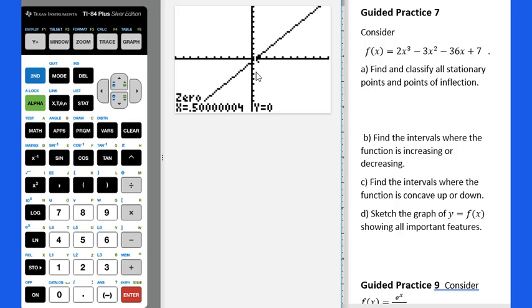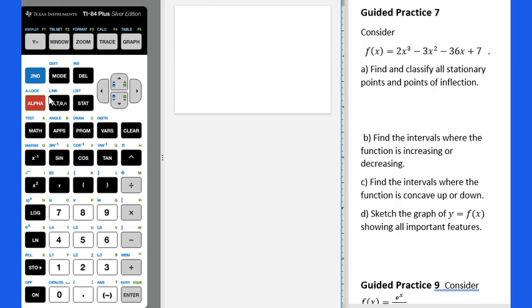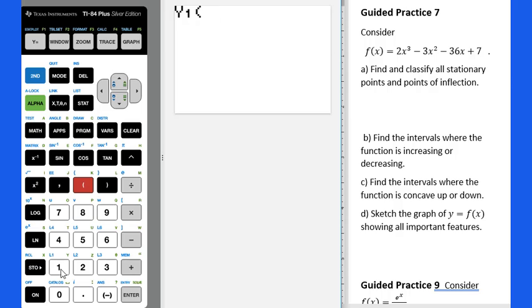But we need to get the coordinates. So we do quit. I need y1 plug into 1 divided by 2. This point will be the inflection point.